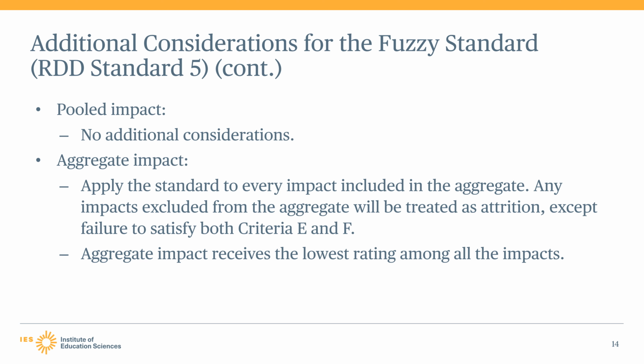The aggregate impact will receive the lowest rating from among those impact estimates. So any impacts that are excluded from the aggregate will be treated as attrition, with only two exceptions. And those two exceptions would be when these exclusions may be considered exogenous if there's clear evidence of the violation of the exclusion restriction, or if the forcing variable is not considered a strong predictor of participation in the intervention.